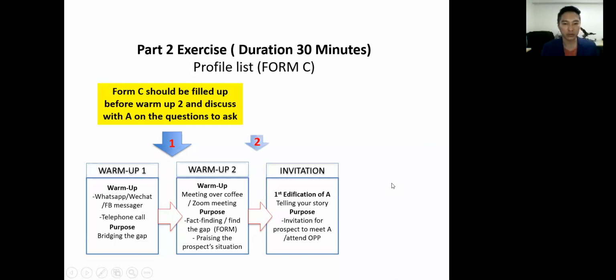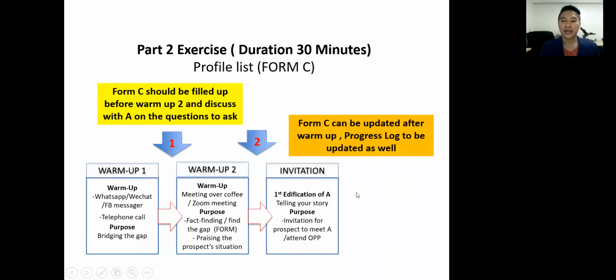And of course, there's also this part where you can start updating after the warm-up, in the progress log. You can write down what you discussed during this meeting, put down the date, and the things that have been discussed. All this information will allow you to give your A more information when you share. And it's after you ask the right questions that you'll be able to find more information.